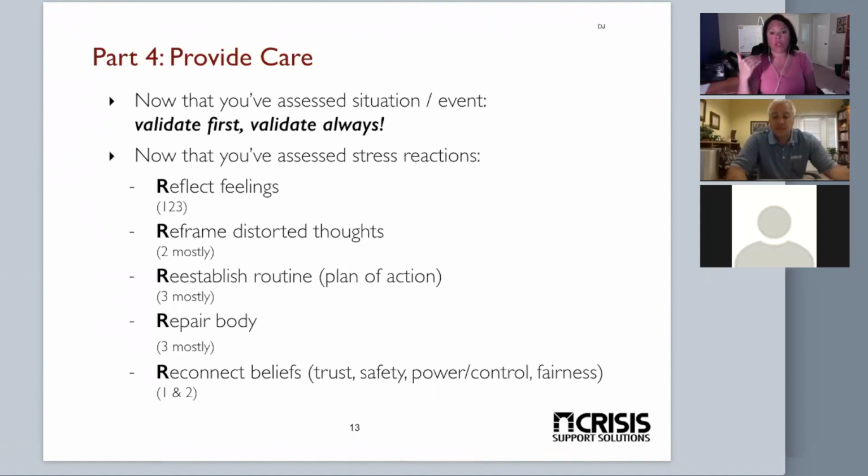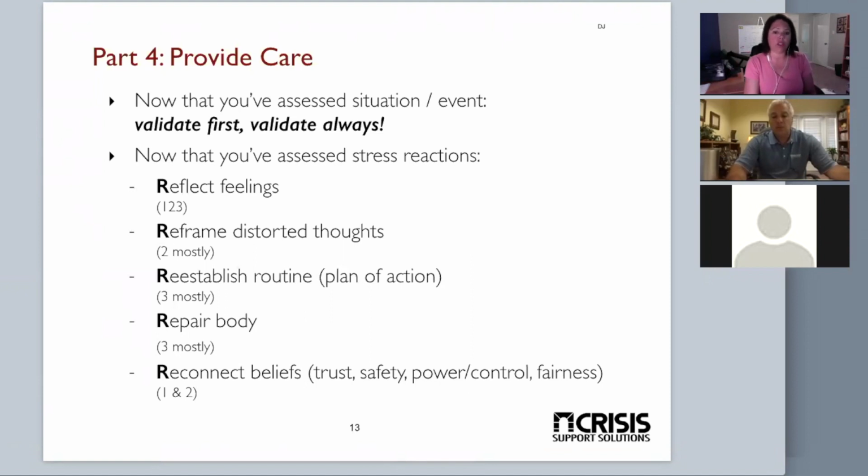So mostly when people are in a severe state, we normally just talk about things to help you with your body and then things to help you get back into your routine until they get back into that 2, that moderate state. And then we talk about their thoughts, while we're always talking about their feelings. And then finally, reconnecting these beliefs, helping them with trust. No time to go into it with this webinar, but those beliefs are trust, safety, power, control, and fairness.